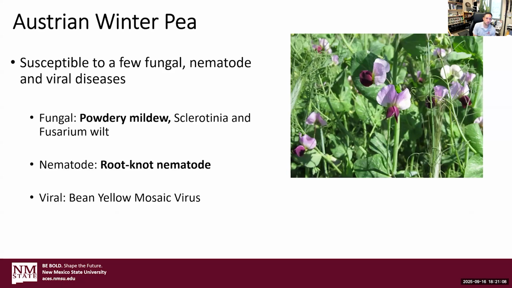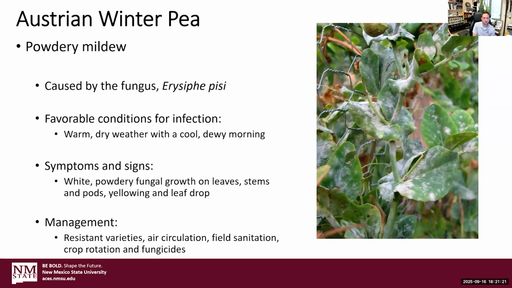The next one is Austrian winter pea, susceptible to a few fungal, nematode, and viral diseases. We'll talk about powdery mildew as well as root knot nematode. And so powdery mildew is caused by the fungus Erysiphe. Favorable conditions, like most of the plant pathogens: warm, dry weather with a cool, dewy morning. Symptoms and signs of infection, like on this picture here, you get that white, powdery fungal growth on the leaves, as well as it can happen on the stems and the pods.